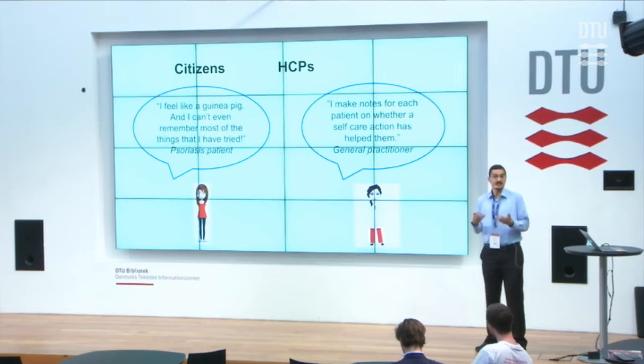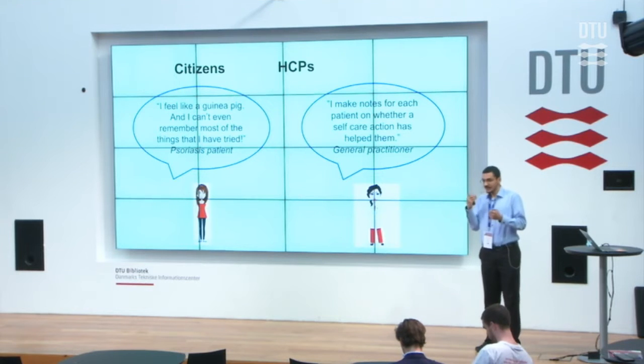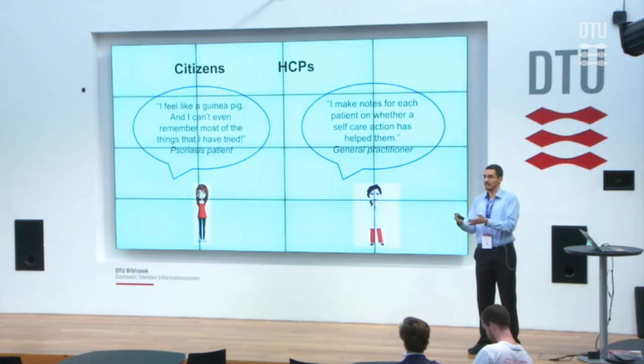They feel like it takes years for them to find the optimal combination of these three things, which frustrates them a lot. And also, they can't even remember a lot of the times what combinations they've tried. If I ask them, so what actually helped you a couple of years ago? Well, I don't know, I can't remember. So on top of feeling like guinea pigs, they can't even remember all the things they've tried. So that's sort of from the citizen point of view.